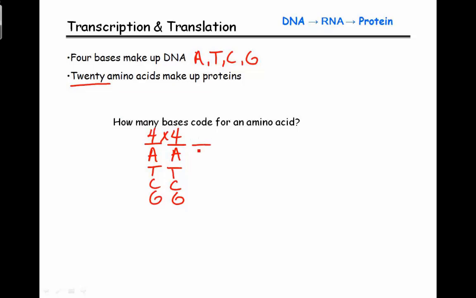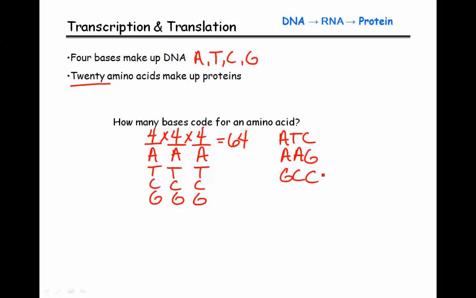If we were to add a 3rd position, that would give us another 4. And so now we have 4 times 4 times 4, and that right there gives us 64 different words or possibilities. Now these words or possibilities would be any combination of these 4 bases, read 3 at a time. So there are a lot of different possibilities there. If you were to go through and list every single one of them, and I've just listed a few here for example purposes, you would have 64 different ones. 64 is certainly more than 20.